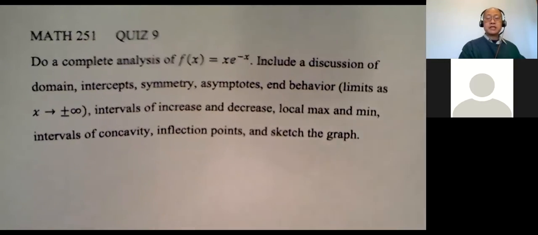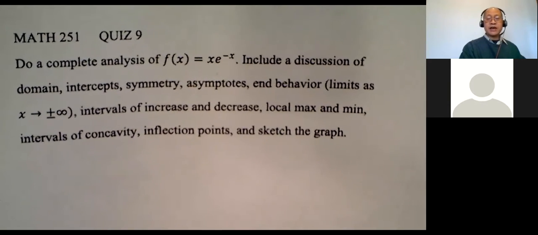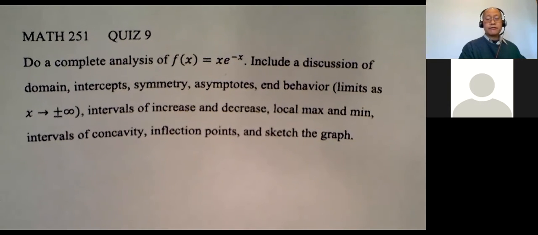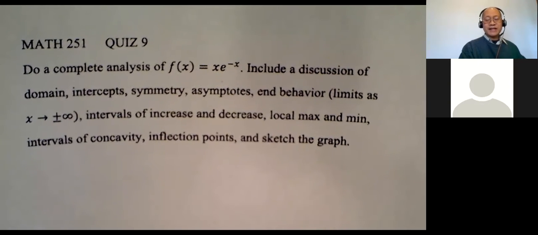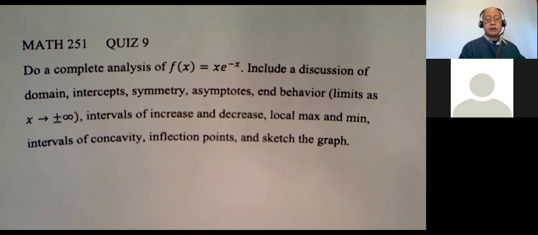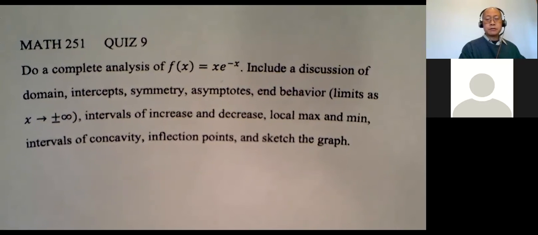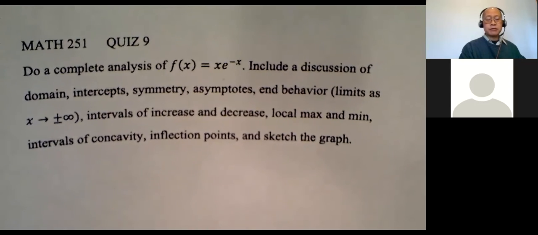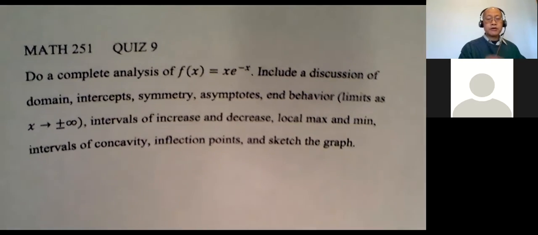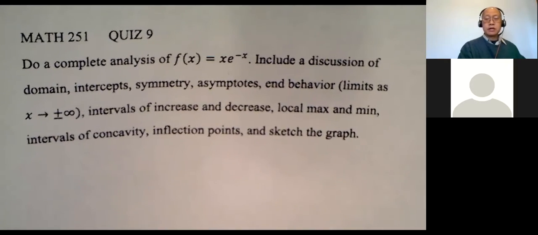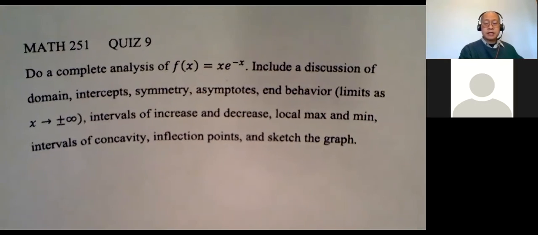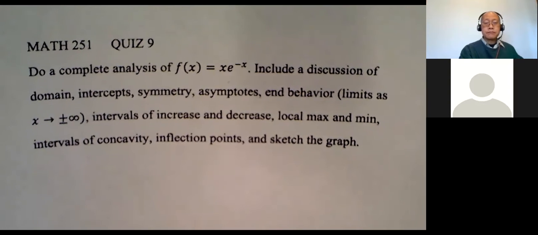Do a complete analysis of f of x equals x e to the negative x. Your discussion should include, and you can write all that down, but it's in section 5. It lists all of them: domain, intercepts, symmetry, asymptotes, and behavior, which means limit as x approaches plus or minus infinity, intervals of increase and decrease, local max and min, intervals of concavity, inflection points, and sketch the graph. All of those things.